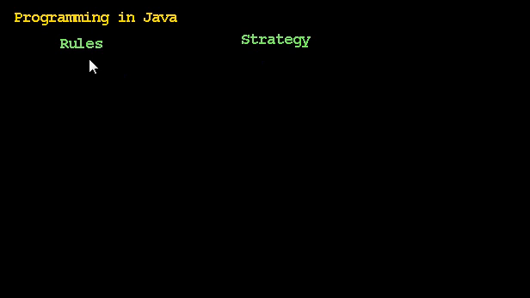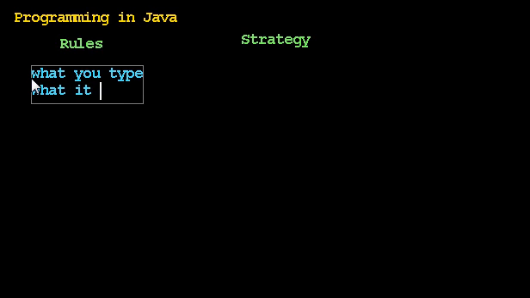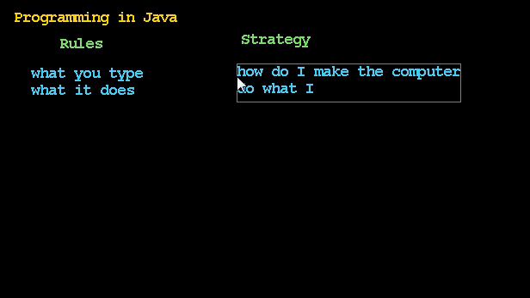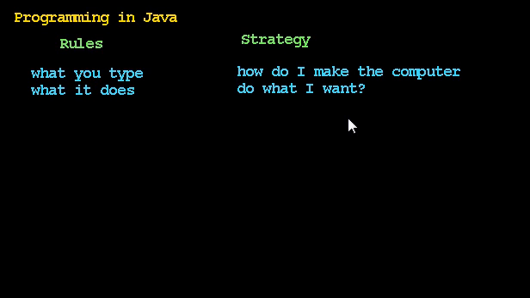What does this have to do with programming? Well, in programming, most of what I'm going to show you are rules. These are the rules of the Java programming language. These are things like what you type when you want the computer to do something, and what it does when you type that thing. Strategy, on the other hand, is going to be things like, how do I make the computer do what I want? How do I program the computer to do what I want? And that's going to take years, certainly many, many programming hours to master.